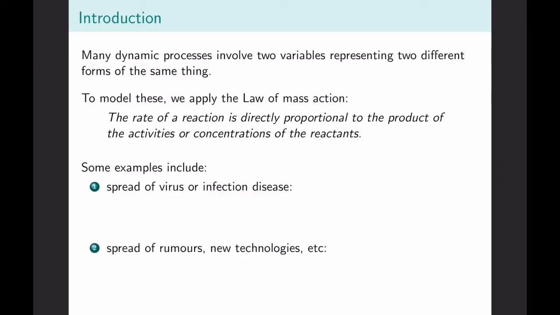Now, in general, many dynamic processes involve more than one variable, and often the two variables involved are actually representing two different forms of the same thing. Before we go on to talk about specific examples, let's consider the law of mass action that some of you might have seen in chemistry courses. The rate of a reaction is directly proportional to the product of the activities or concentrations of the reactants. This is a very important word here, the product of.